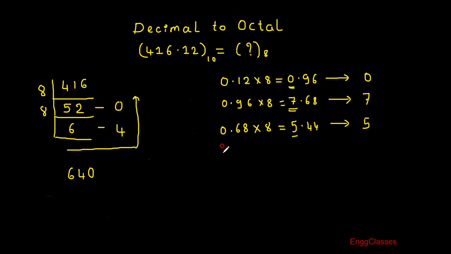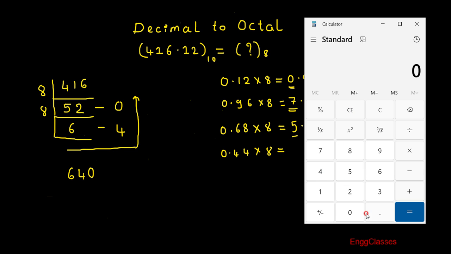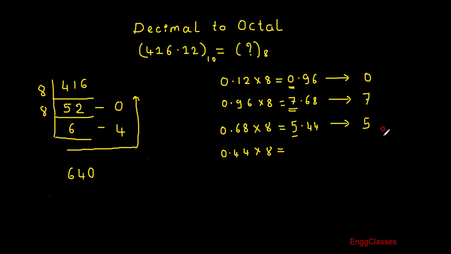And what am I left with? I'm left with the fractional part 0.44. Multiply this again by 8. What am I going to get? Again let me consider the calculator. Let me consider the number 0.44, multiply this by 8 and I'm going to get 3.52 as the answer. Let me write 3.52 as the answer. At the integer part I have 3. I would write 3 over here and I'm left with the fractional part, that is 0.52.